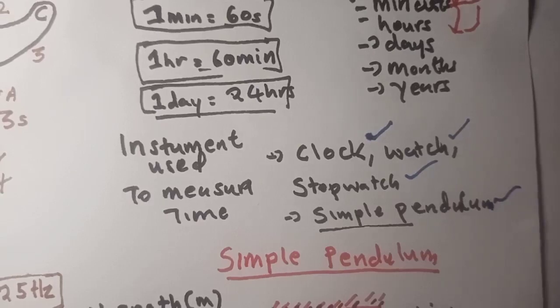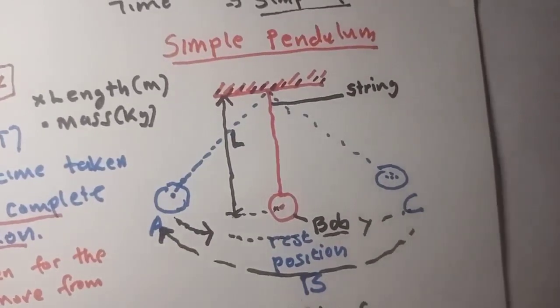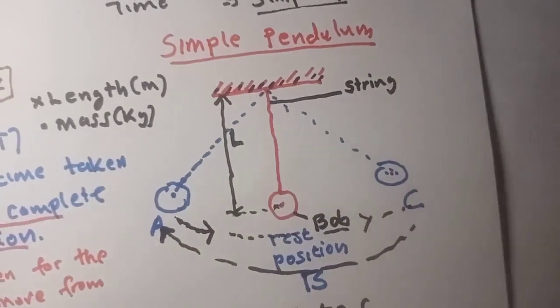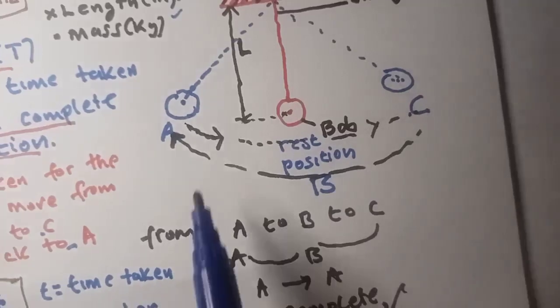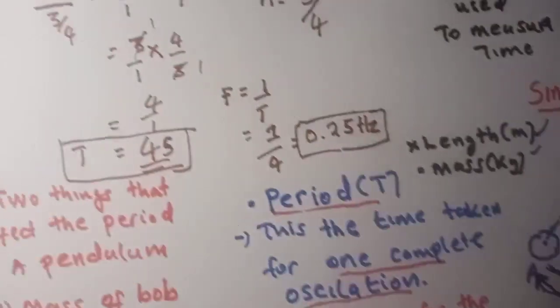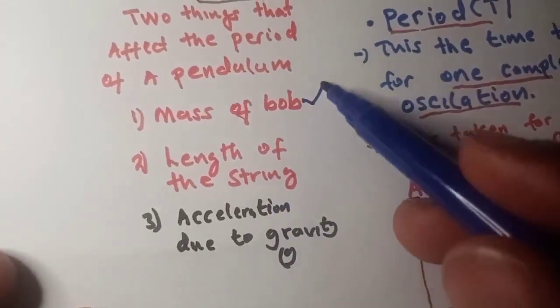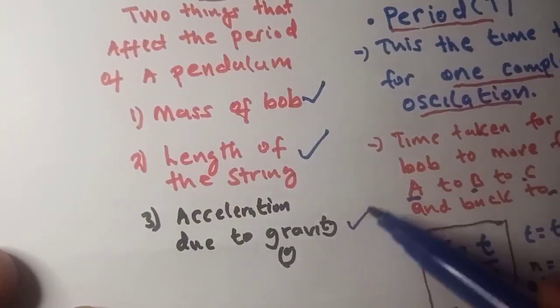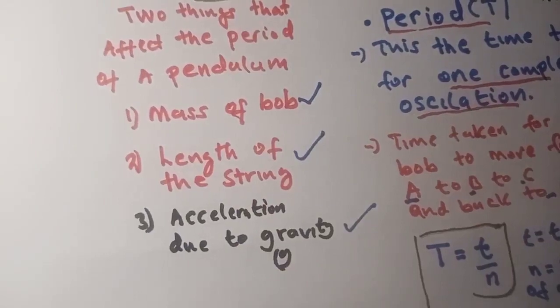And we have a simple device we call a simple pendulum. It has the length and the bob. We said the length and the mass of the bob will affect the period of this pendulum. One complete oscillation is when it moves like this. Then we looked at the things that affect the period of the pendulum. These are very important: the mass of the bob, the length of the string, and the acceleration due to gravity. In our next video we'll discuss how each of these will affect the period of the pendulum.